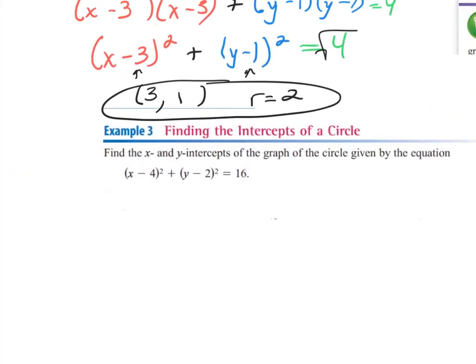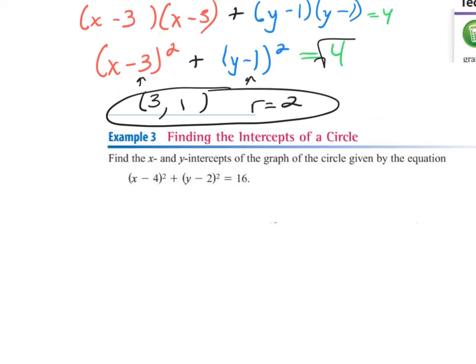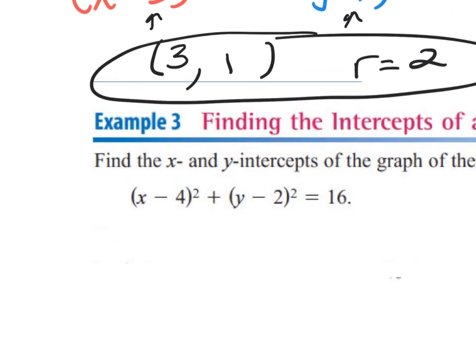And last thing we're going to talk about here is intercepts. Anytime we're finding x and y intercepts, you're just plugging in 0. Plug in 0 for x to find the y intercept. Plug in 0 for y to find the x. So let's do that. Plug in 0 right here for x. I'm going to find the y intercept.